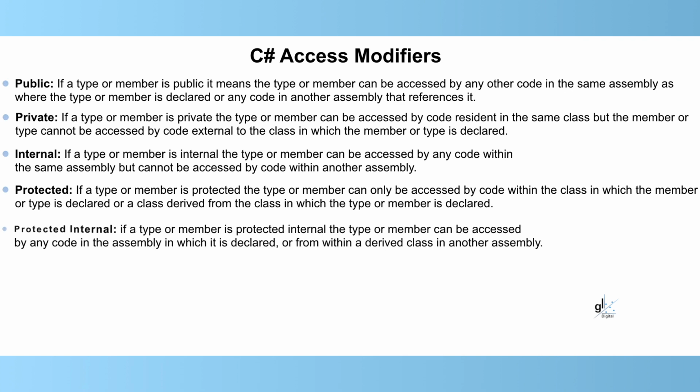Protected internal. If a type or member is protected internal, the type or member can be accessed by any code in the assembly in which it is declared, or from within a derived class in another assembly.